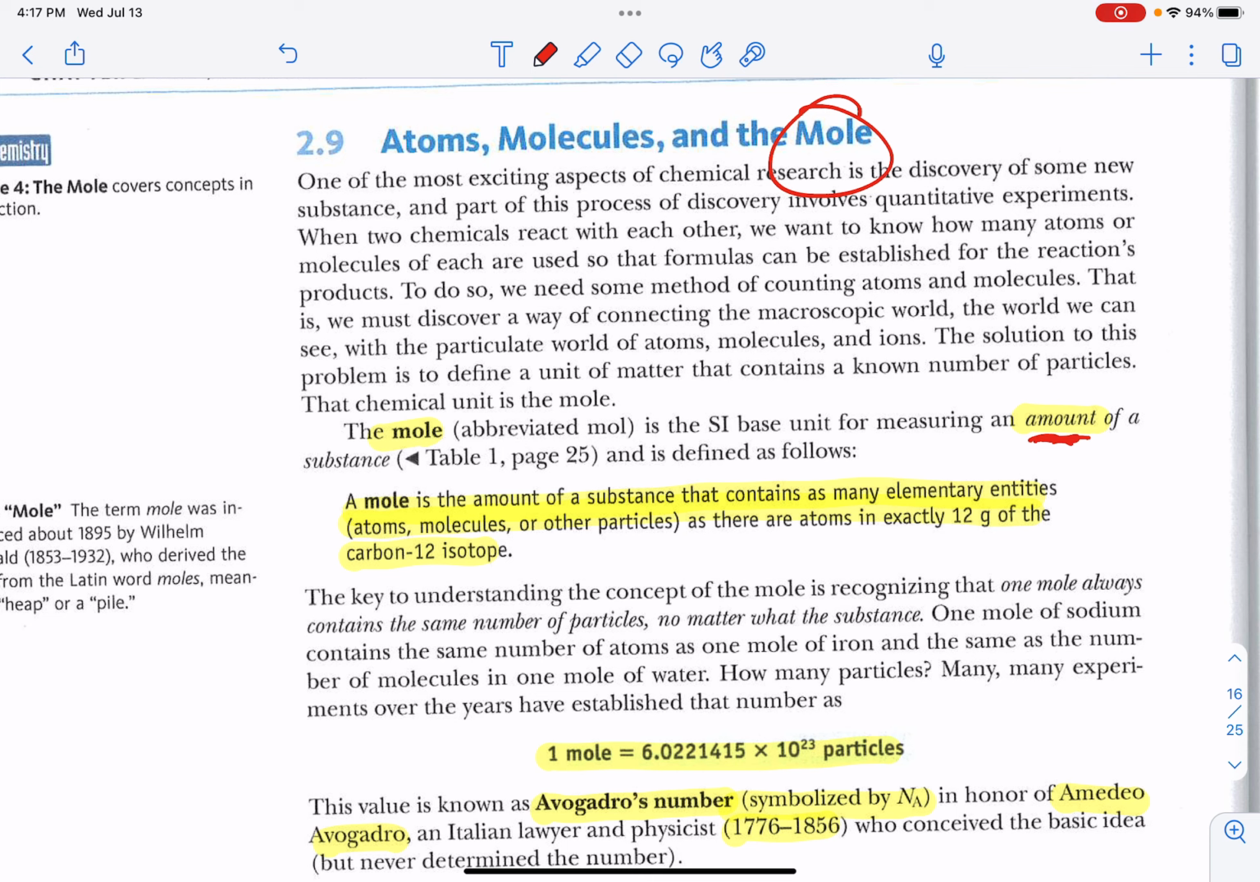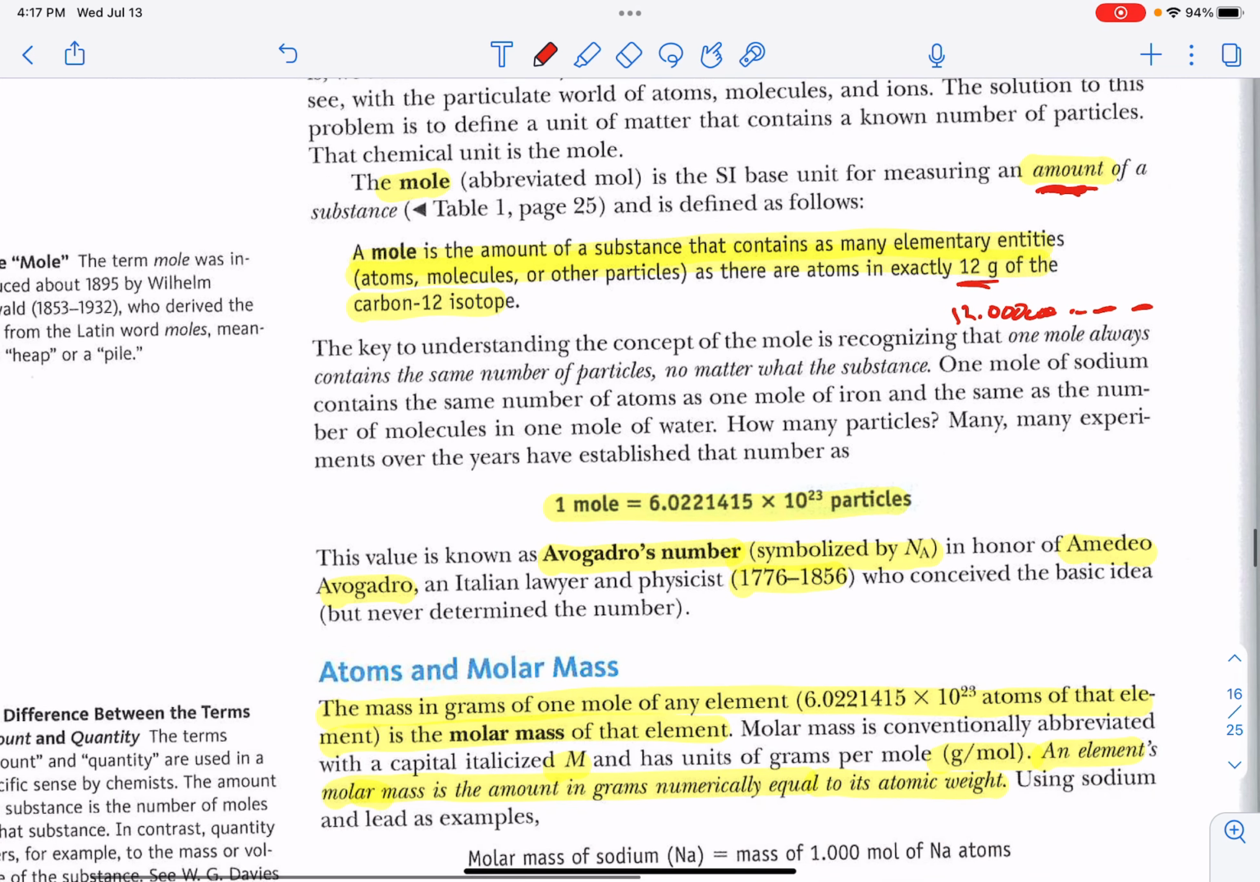It's the amount of atoms you need to get exactly 12 grams of carbon-12. 12.000000 till the cows come home. It's an exact number. It's not rounded off. And it turns out that whether you have smaller particles or bigger particles in mass, 1 mole turns out to be this many particles all the time.